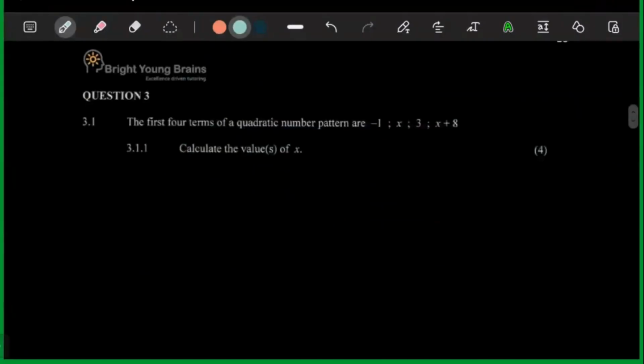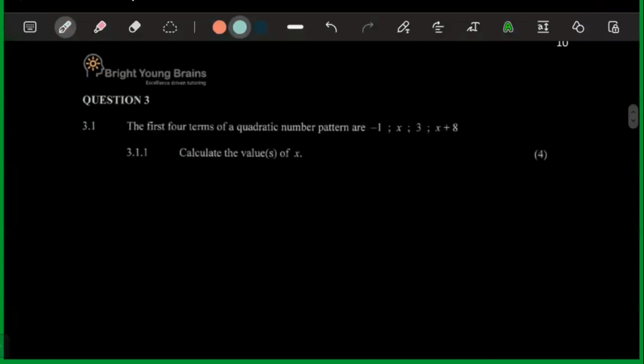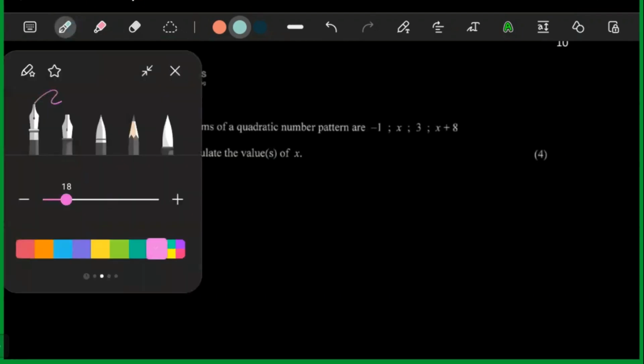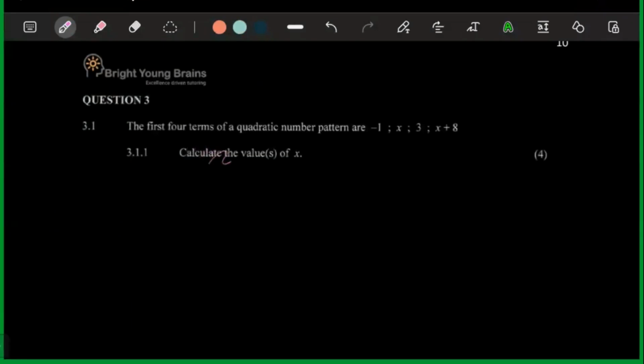Question number 3, they said, the first 4 terms of a quadratic number pattern are, okay, let's see what these first 4 terms are. You have negative 1, x, 3, and x plus 8. So it's a quadratic number pattern. Already they have told us quite a lot of information just by saying that. So because it's a quadratic number pattern, there's definitely quite a lot that we can do.